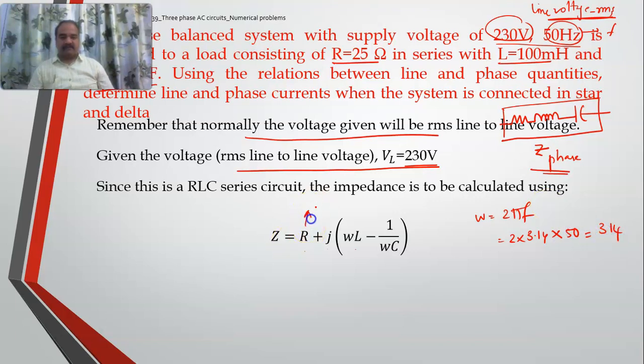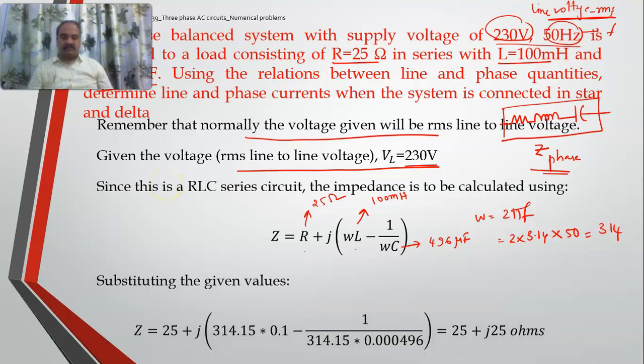And R value is given as 25 ohms, L value is given as 100 millihenry, and C value is given as 496 microfarad. So you substitute these values to get the impedance per phase. When I substitute R equal to 25, omega, L and omega, C, I'll get a final value of 25 plus j25. So this is my impedance per phase.